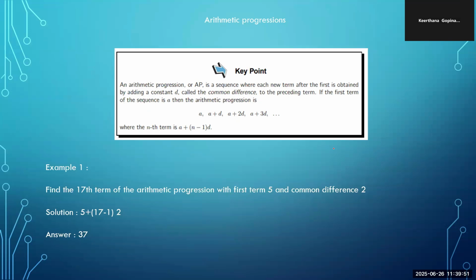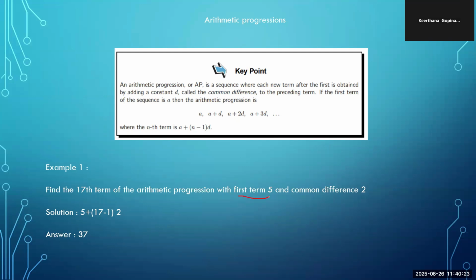For example, consider this example 1. You have an arithmetic progression with first term 5 and common difference 2. What is the 17th term? Here, the example is not of a series. The series earlier was 1, 3, 5, 7. Then we saw another example 10, 20, 30, 40 and all that.